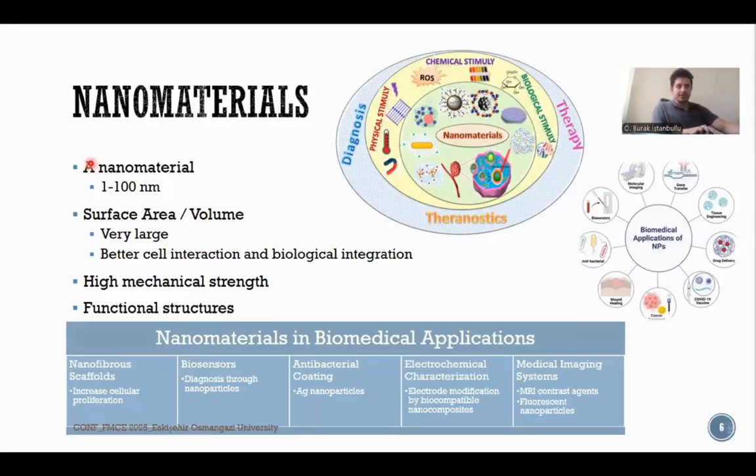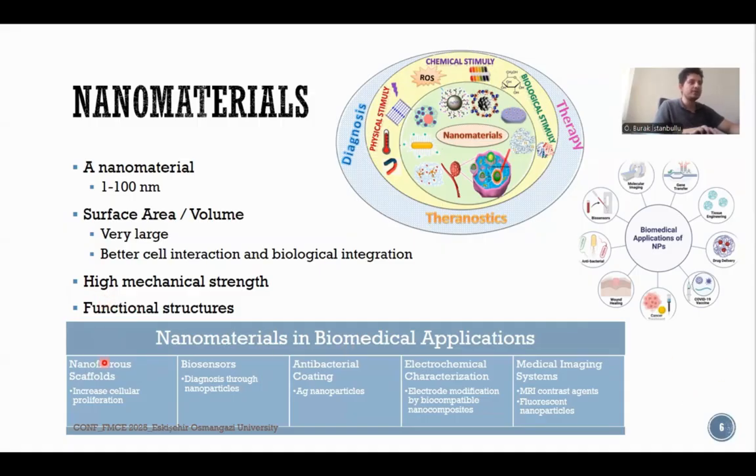Well, nanomaterials are defined as materials with at least one dimension in the 1 to 100 nanometers range. Their surface area to volume ratio is extremely high. This results in enhanced cell interaction and biological interaction, higher mechanical strength, and potential for functionalization to create responsive or targeted systems.